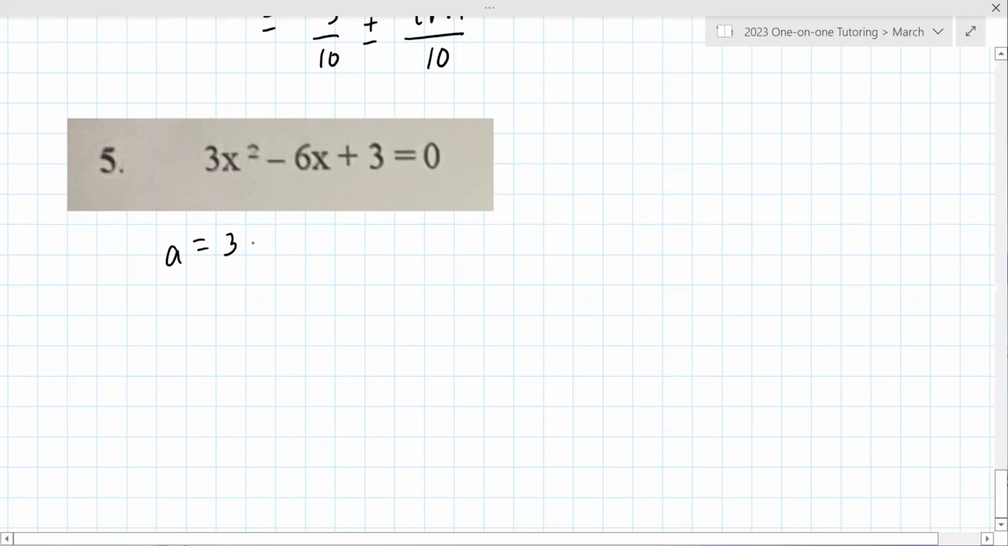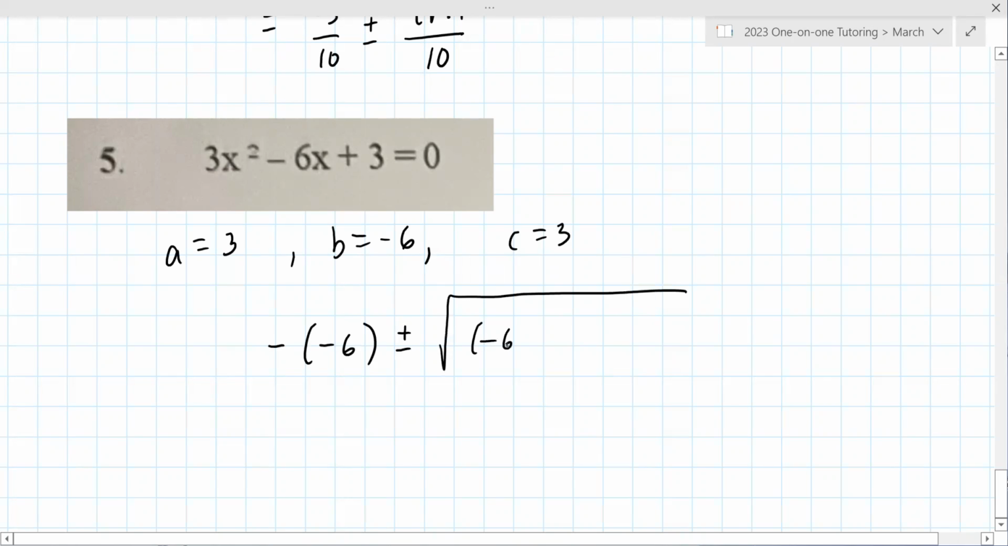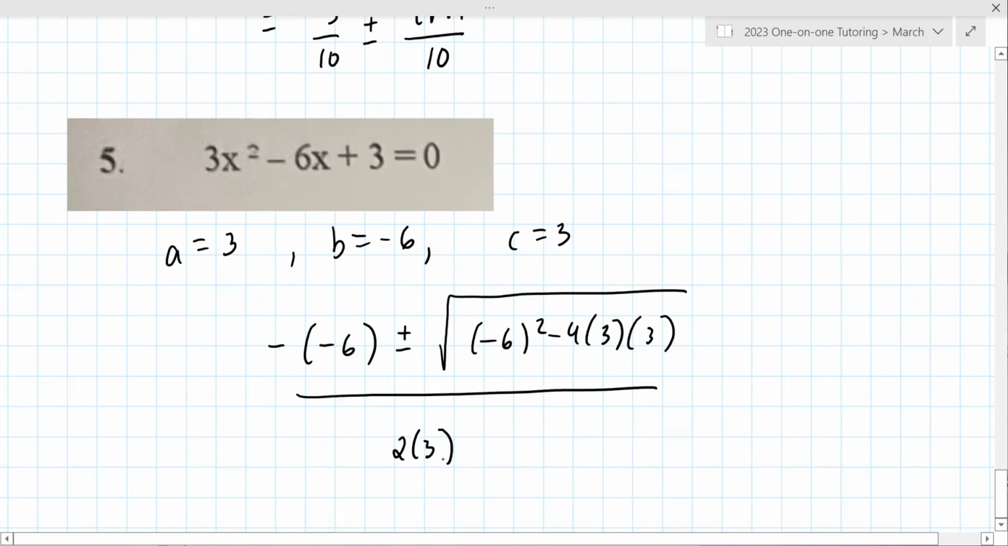So A is 3, B is -6, and C is 3. So it's the opposite of B, -6, plus or minus the square root of B squared, so -6 squared minus 4 times 3 times 3. Is that what you have? All over 2 times 3. What did you get under the square root? What does parentheses -6 squared minus 4 times 3 times 3 become?